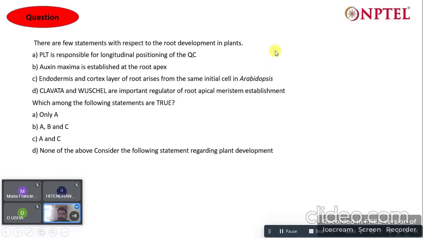The next question states that there are a few statements with respect to root development in plants. PLT, that is Plethora, is responsible for longitudinal positioning of the QC. Then, the auxin maxima is established at the root apex. The endodermis and cortex layer of root arise from the same initial cell in Arabidopsis. And the last one is that Clavata and Wuschel are important regulators of root apical meristem establishment. We have to figure out which of the following statements are true.